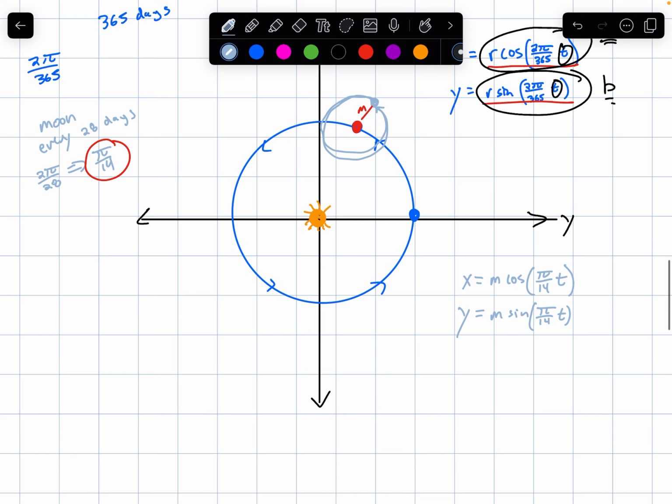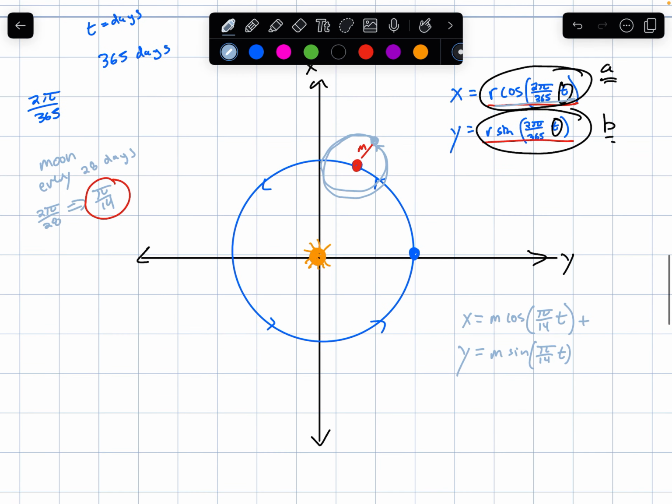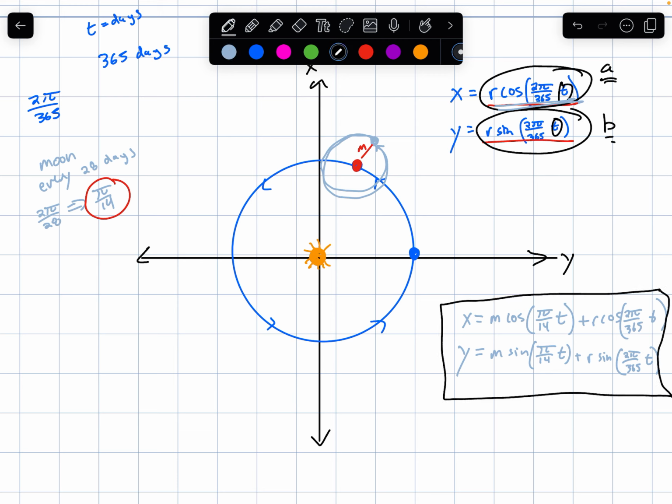So all I need to do is add from here our cosine of (2 pi over 365) t, and here I need to add our sine of (2 pi over 365) t. And this is going to model the path of the moon. Now it kind of depends what the curve is going to look like based on the speed of the moon relative to the speed of the Earth. And I'd kind of like to look at what this looks like.